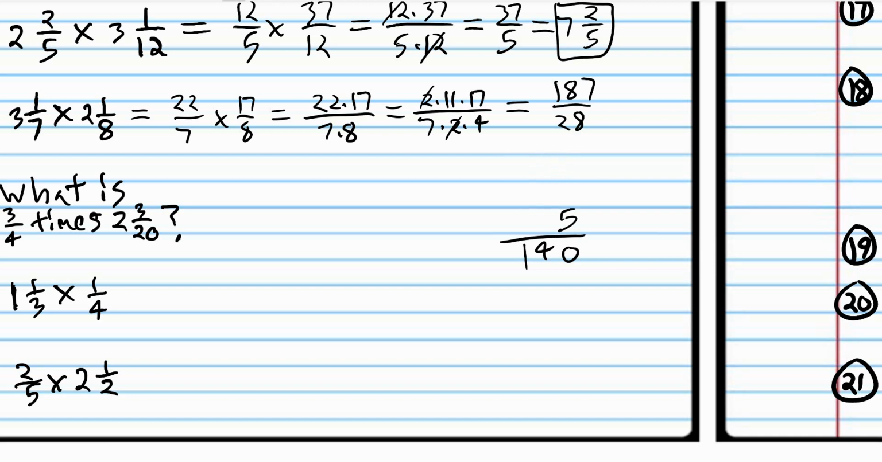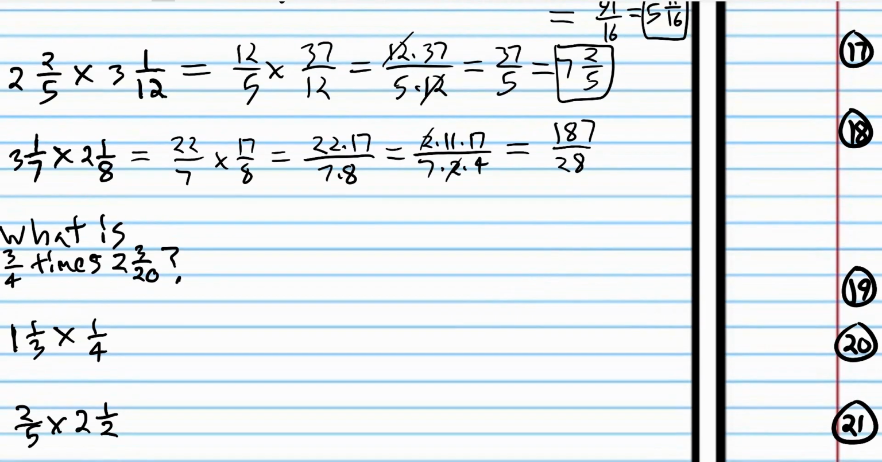Whoops. 28 times 6. Let's try 28 times 6. 6 times 8 is 48. Carry the 4. 6 times 2 is 12, plus 4 is 16. 168. I think that's probably going to be the most we can go in. 168. So 28 goes into 187 6 times.